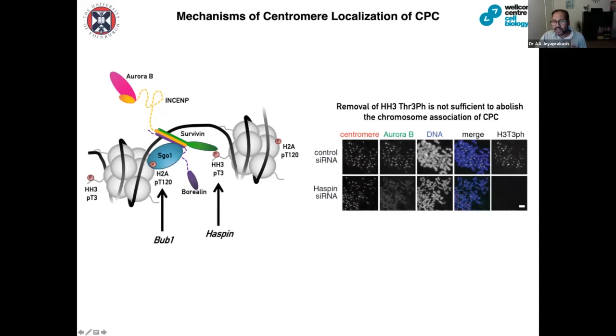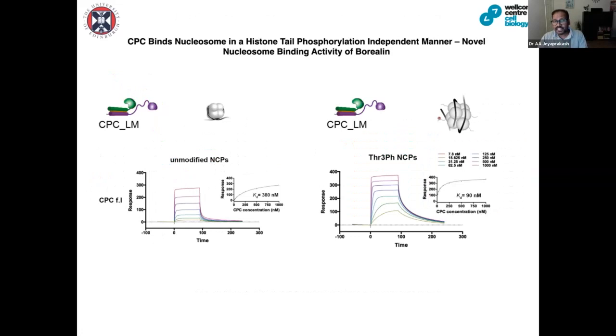However, removing the histone modifications was not sufficient to remove the CPC completely from chromosomes. It only dislodged from the centromere, but the CPC is still associated with chromosomes. So this made us ask the question, then how does CPC associate with chromosomes? By doing extensive biochemistry and biophysical characterization, we could show that CPC can bind nucleosomes, unmodified nucleosomes, in a phosphorylation independent manner. So CPC has an intrinsic ability to bind nucleosomes.